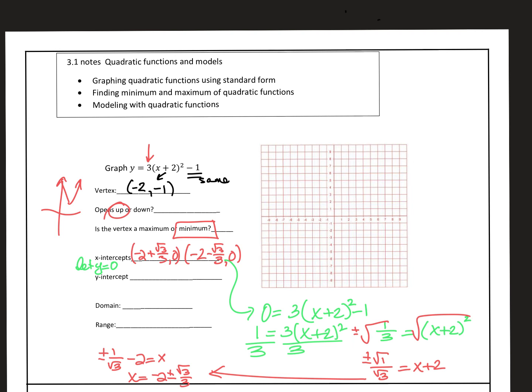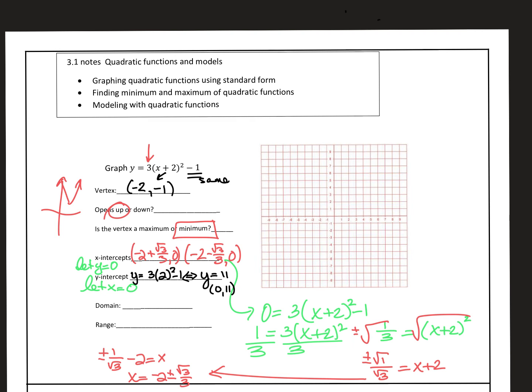The y-intercept, you let x equal 0. Solve for y. So that's going to be y equals 3. Put in 0 for x. It's 0 plus 2 is 2 squared minus 1, which is the same as saying y equals, that's going to be 4 times 3 is 12 minus 1, 11. So the coordinate point of that is 0, 11.